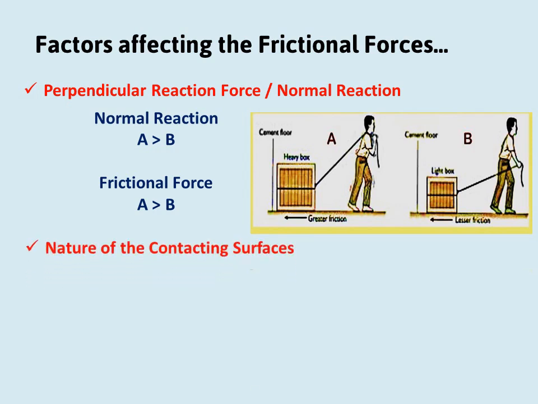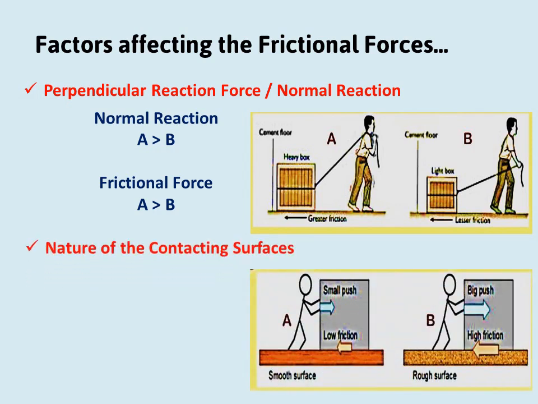And the second point, nature of contacting surfaces. There are two types of surfaces we take. We are comparing each other: smooth surface and rough surface. Lower friction will be applied in smooth surfaces, whereas high friction will be applied in rough surfaces. It is due to the roughness, the rough nature it has, and due to this it gives a high resistive force against the motion of the object compared to smooth surfaces. So accordingly, here you see A and B. A has a smooth surface, so it should have a lower friction.